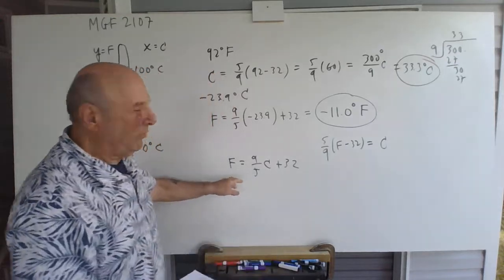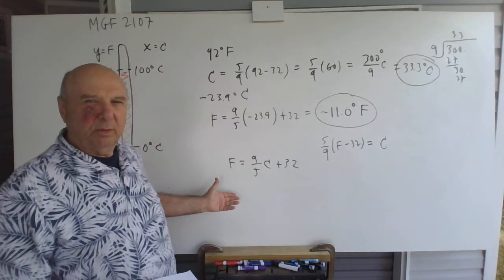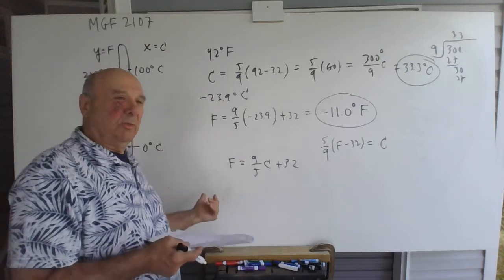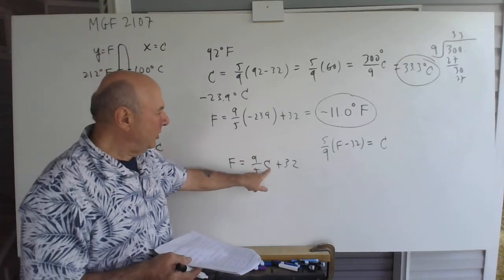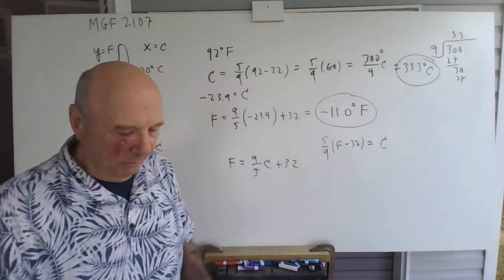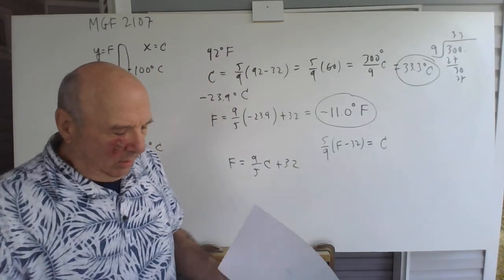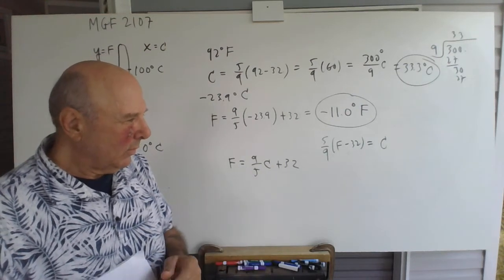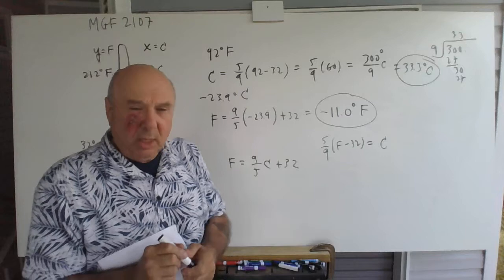So you just use whichever formula you're given. If you're given C, you use this formula. If you're given F, you use this formula, because you want to solve for the other one. Oh, let's see. What else can I tell you about that? That's about it for temperature.